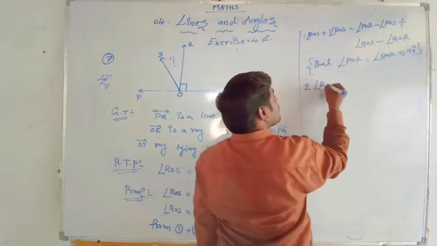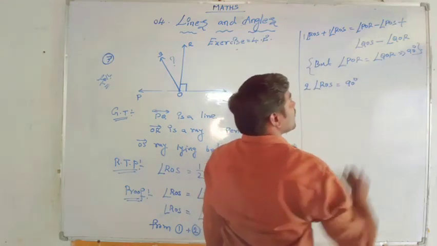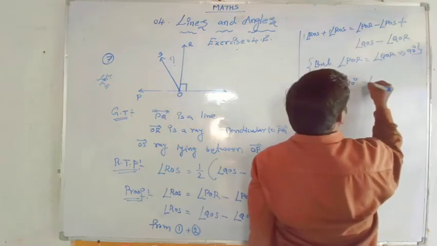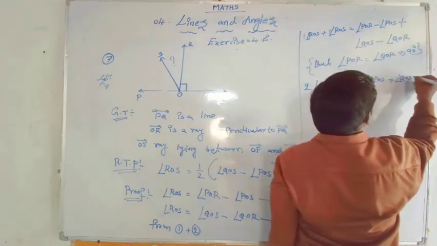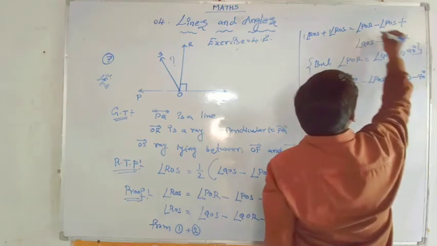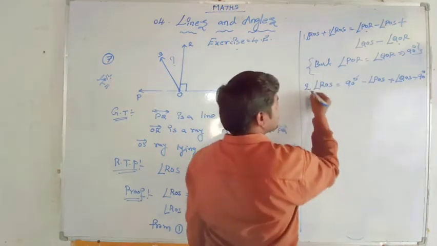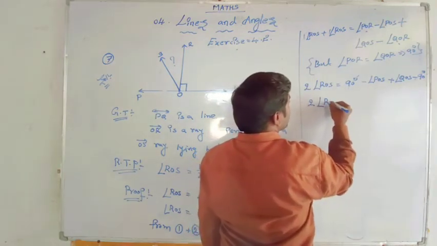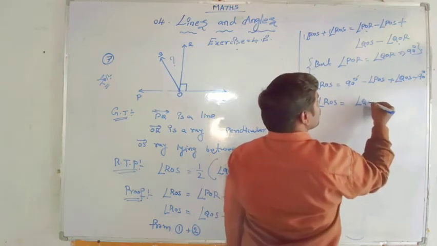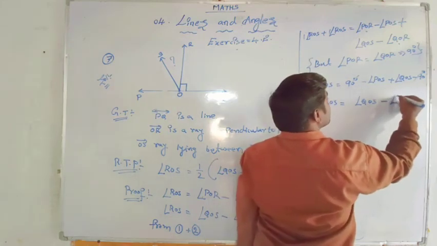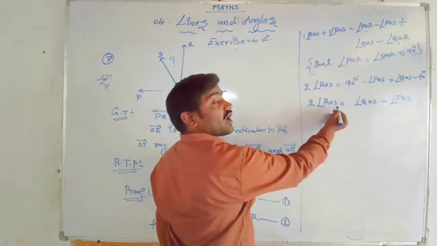2 angle ROS is equal to, this is 90 degrees. Yes. Again here minus angle POS plus angle QOS minus 90 degrees again. In both places I kept 90 degrees. Plus 90 degrees minus 90 degrees get cancelled. Angle 2 ROS is equal to, first we'll write the positive one, that is angle QOS minus this negative one, angle POS. Now your 2 is multiplied to angle ROS.